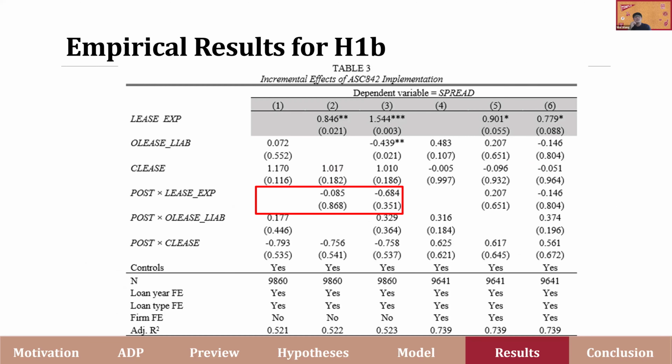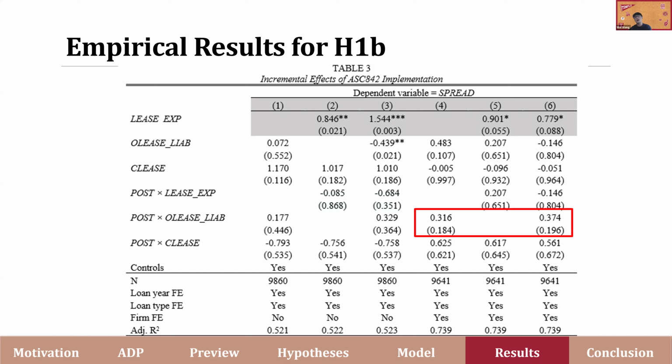So we also looked at if and how the implementation of ASC 842 might have affected our previous result. And the results suggest that no, it didn't affect our previous result, right? The coefficients of the two interaction terms that are of interest, post times lease expense and post times lease liability, are both insignificant, suggesting that, at least for private lenders, we can't speak to other financial statement users.